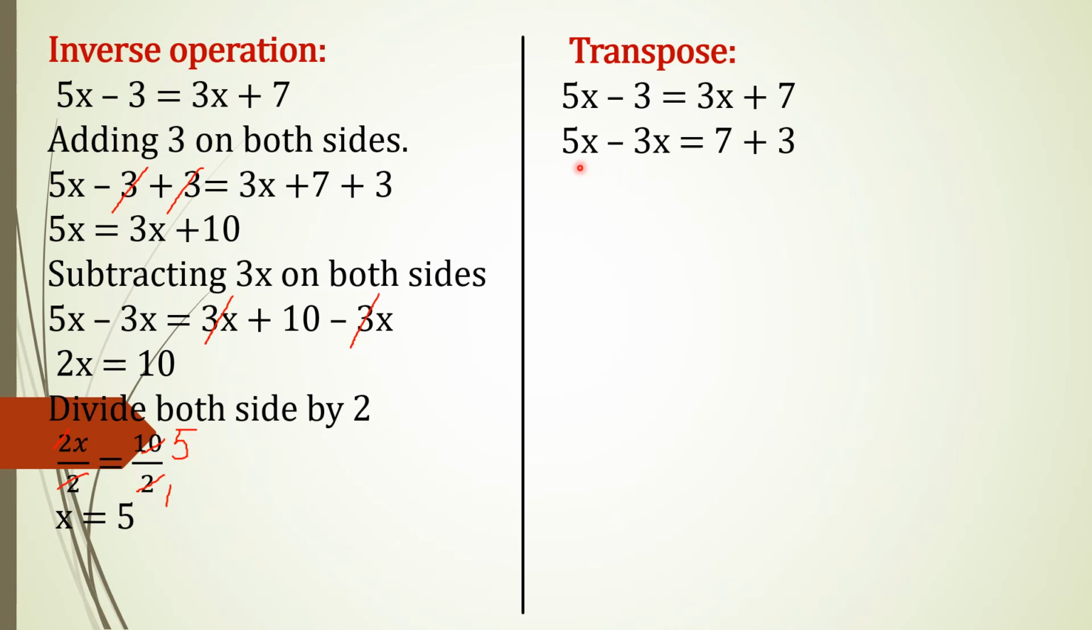So now 5x minus 3x, so I got the variable to one side, that is the left hand side, equal to, and the numbers to the other side. So now we'll solve this. 5x minus 3x, you know student, 2x we will get, equal to 7 plus 3, 10.